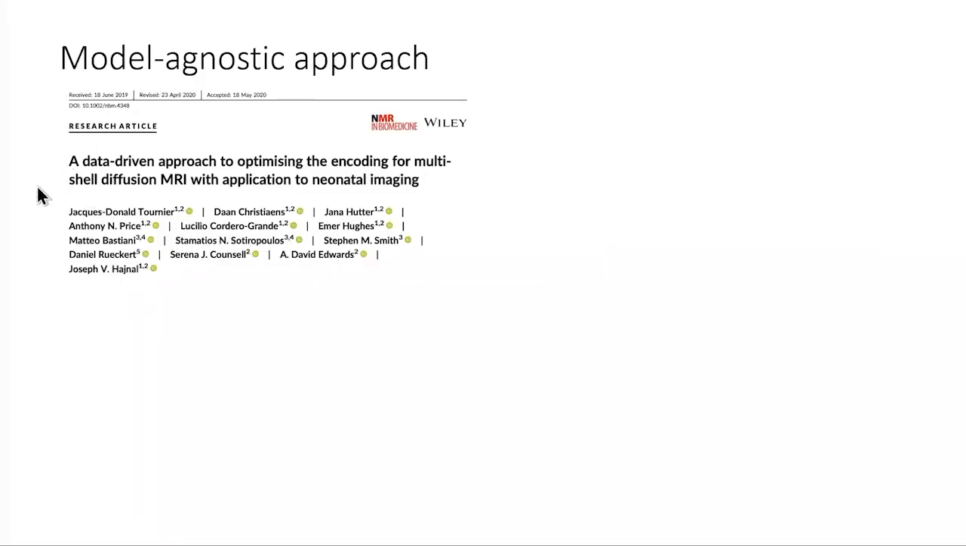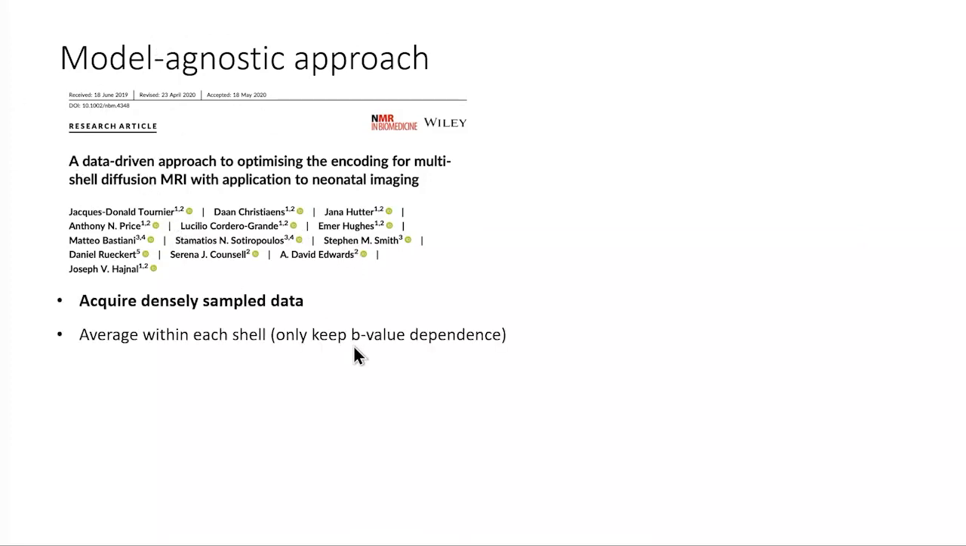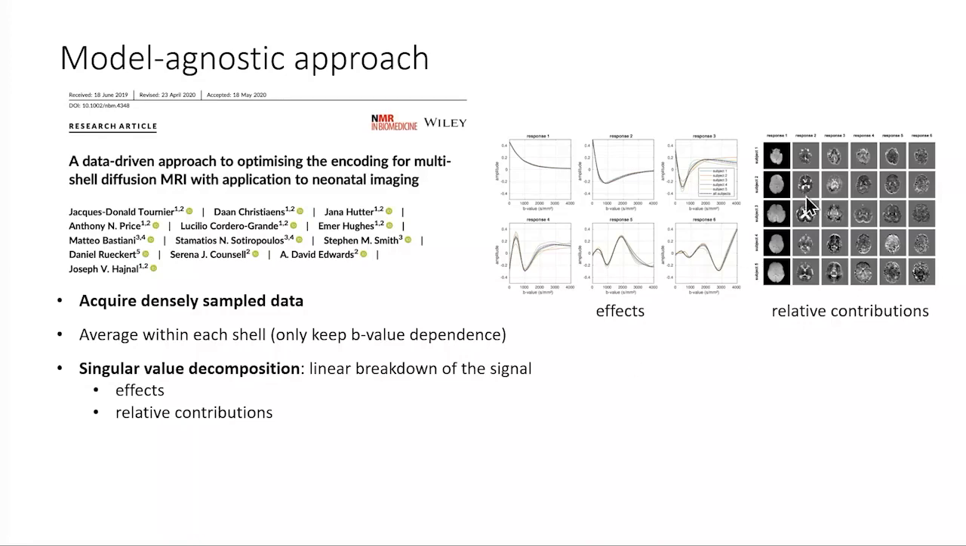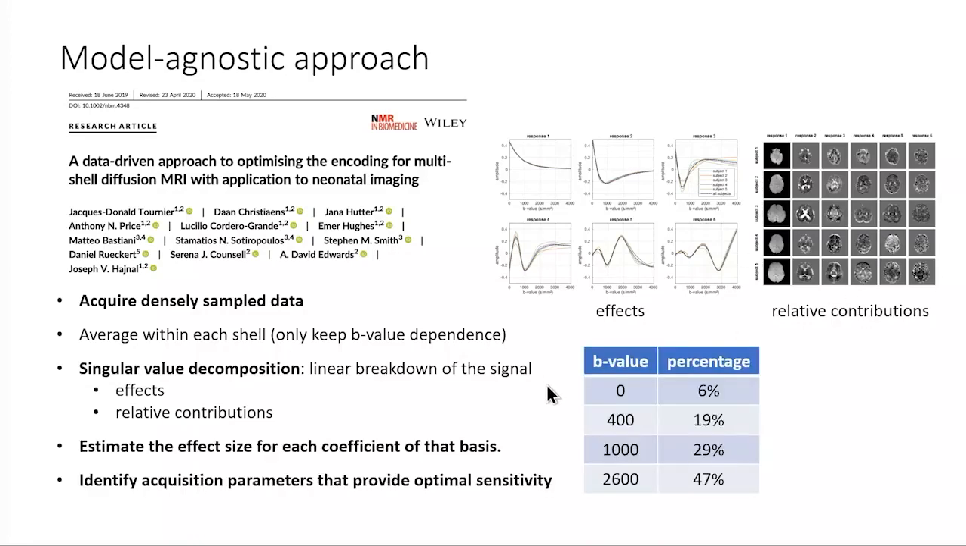Then there was also another approach that I could find, which was more model agnostic, more data driven. What they did here was acquire very densely sampled MRI data with multiple B values and lots of directions. Then they averaged within each shell, so only keeping the B value dependence. And then they performed a singular value decomposition, which offers a linear breakdown of the signal in terms of effects and relative contributions. Then they estimated the effect size for each coefficient of that basis and tried to identify the parameters that provide optimal sensitivity.